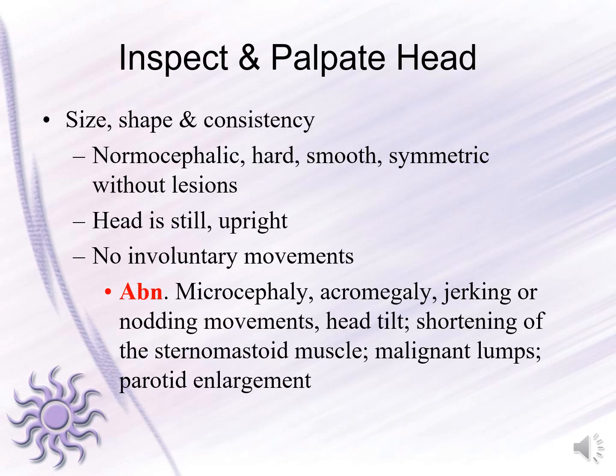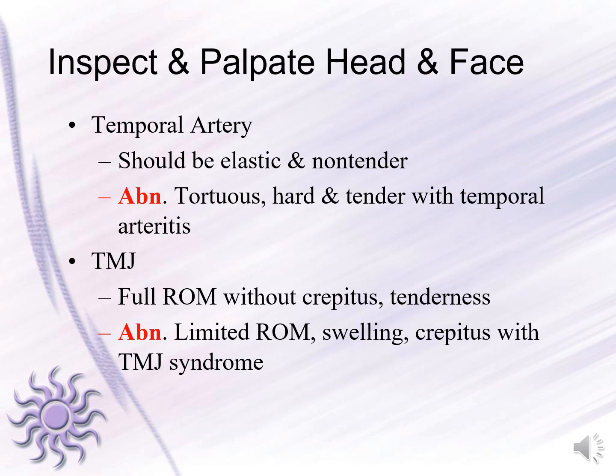When we inspect and palpate the head, we're looking for size, shape, and consistency: a normal cephalic, hard, smooth, symmetric head without lesions. We want the head to be held upright with no involuntary movements or jerking. We are inspecting the temporal artery, which should be elastic and non-tender. We find that up in the temporal region.